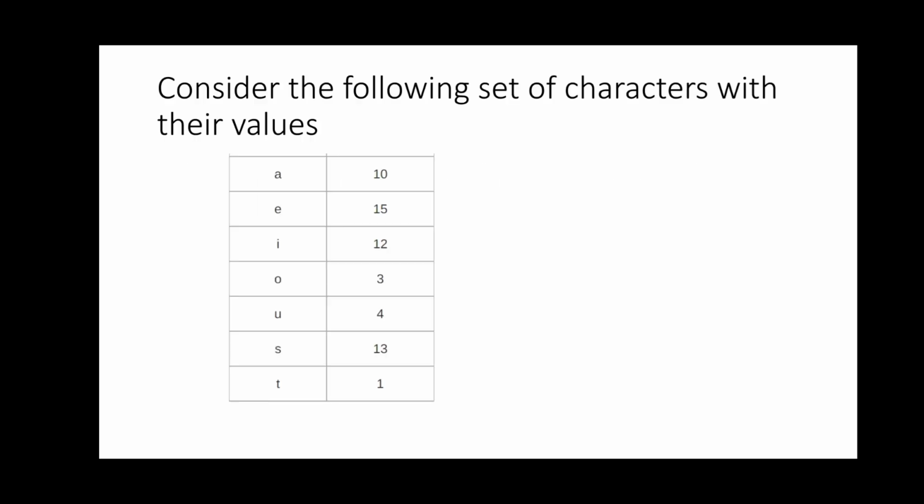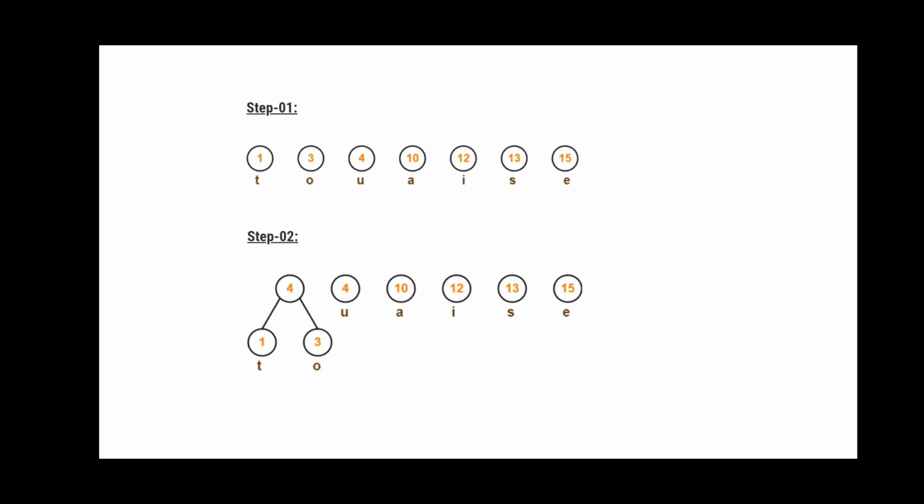Now we will see an example. Consider the given set of characters with their values. Here are the characters A, E, I, O, U, S and T with their values assigned to them.